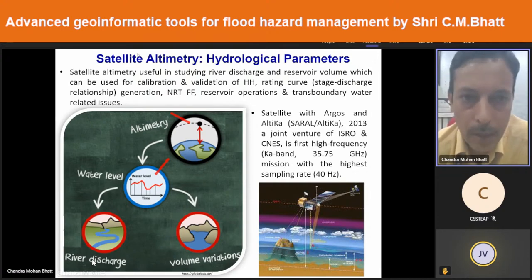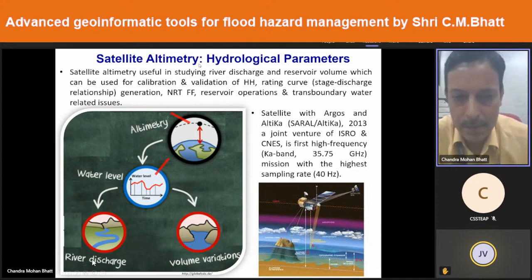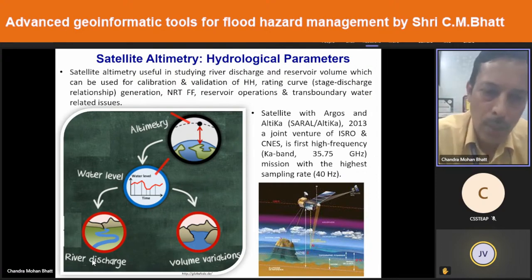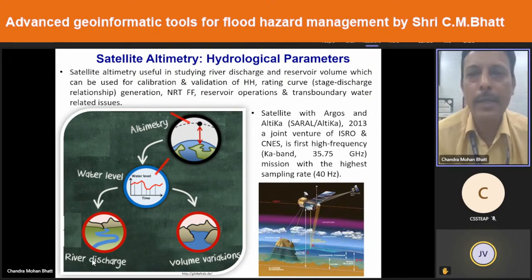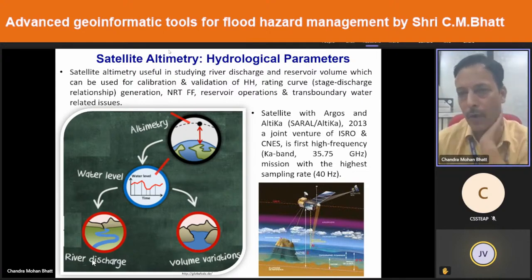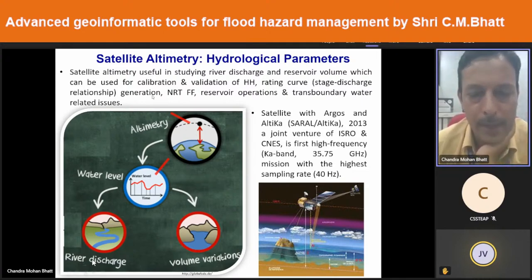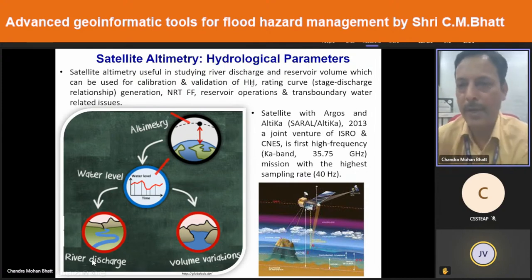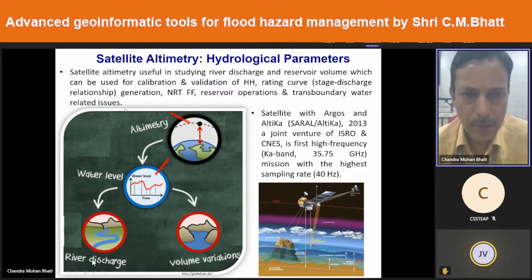So satellite altimetry is one of the fields that has come up, which helps us to have virtual stations, and we can also assess the water level. These can be used for studying river discharge, reservoir volume, for calibration and validation of our hydrological and hydraulic models, to develop rating curves, and to generate near real time flood forecasting and reservoir operation. Such operations are now possible with satellite altimetry.